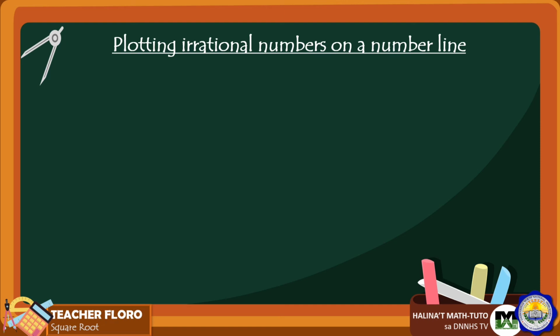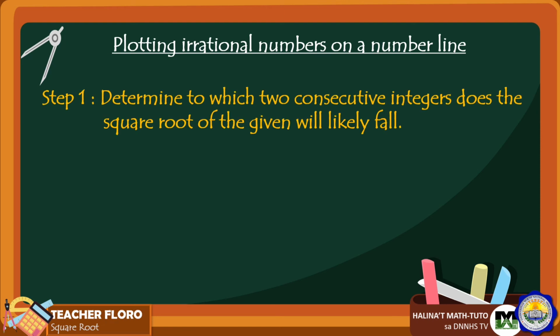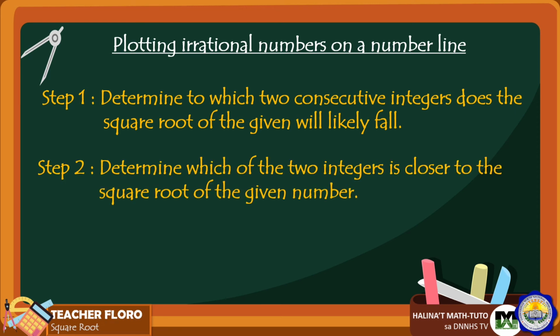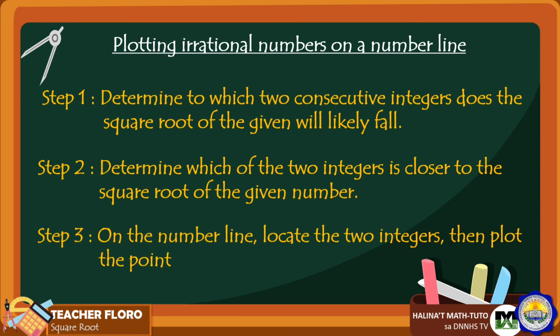If we are going to plot an irrational number on a number line, we are going to estimate first the square root of the given irrational number by following these steps. Step 1. Determine which two consecutive integers the square root of the given number will likely fall between. Step 2. Determine which of the two integers is closer to the square root of the given number. Step 3. On the number line, locate the two integers, then plot the point.